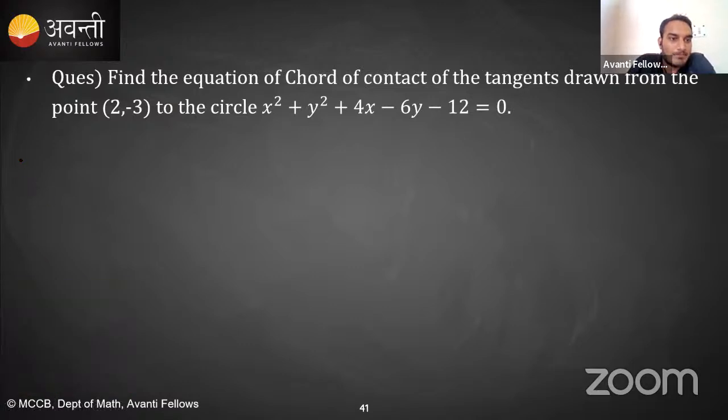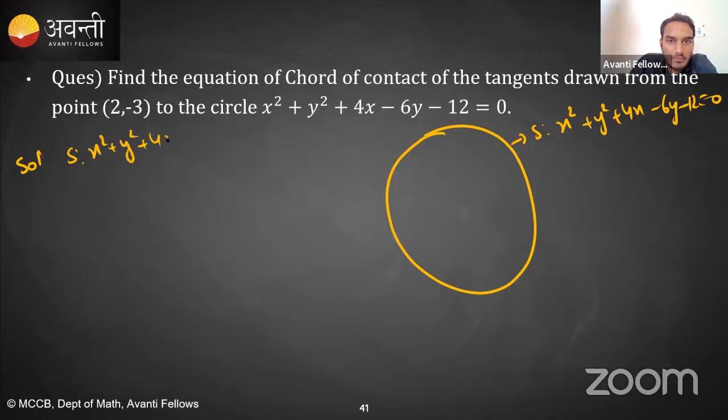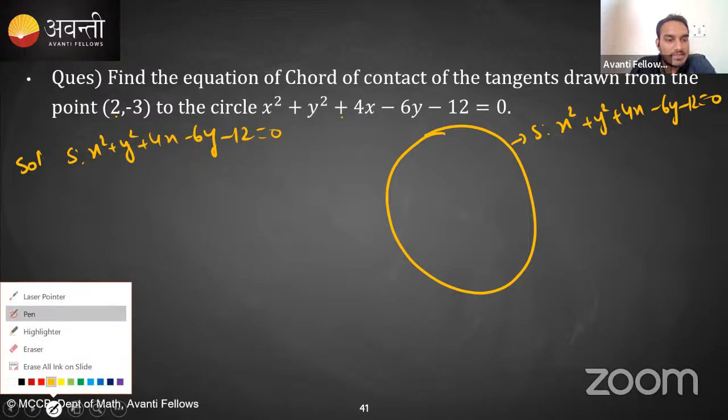The question is saying: find the equation of chord of contact of the tangents drawn from the point 2 comma minus 3 onto the circle x square plus y square plus 4x minus 6y minus 12 is equal to 0. When you put this point in the circle, you will see that S1 is greater than 0. So this point is lying outside the circle.